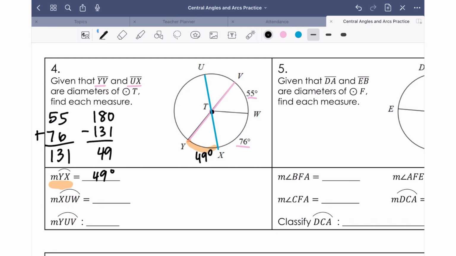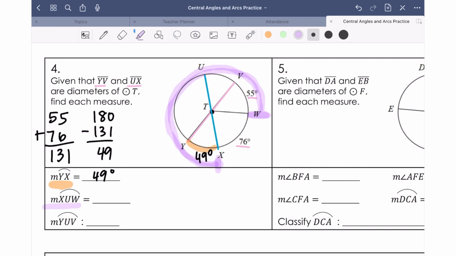Okay. Now the next arc they want to know is arc XUW. So XUW starts at X. So here, it starts at X and it goes this way towards U, and it ends at W. So I want to know the measure of the arc from here to here. That includes all the angles of the circle that go from there and end at W.